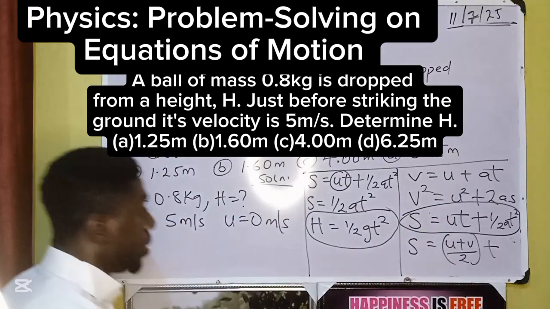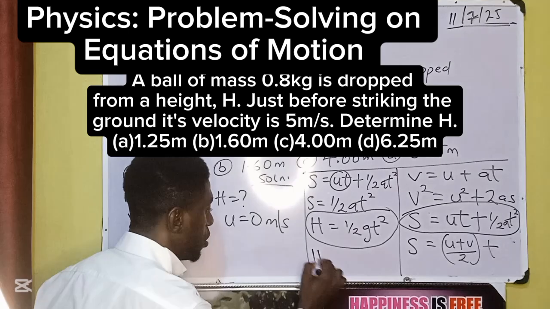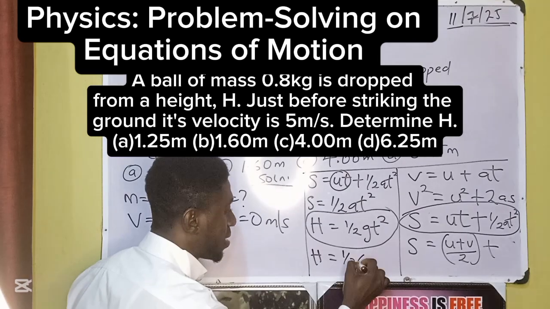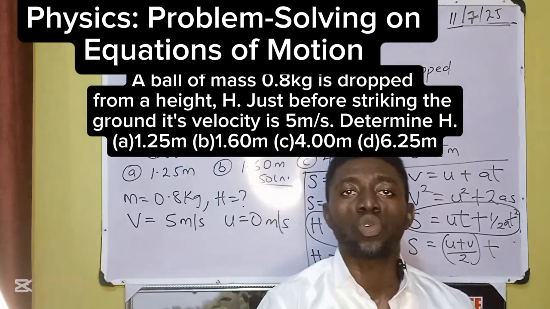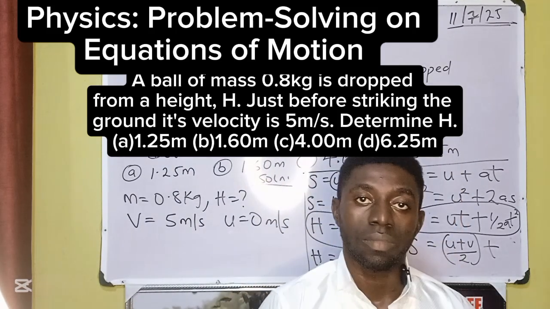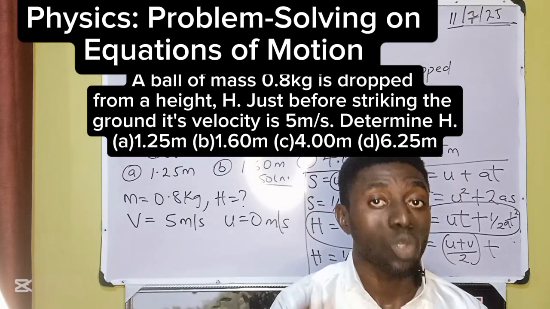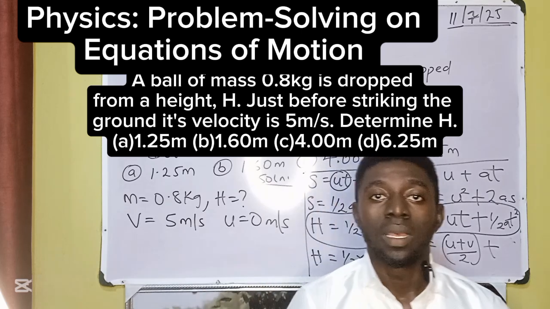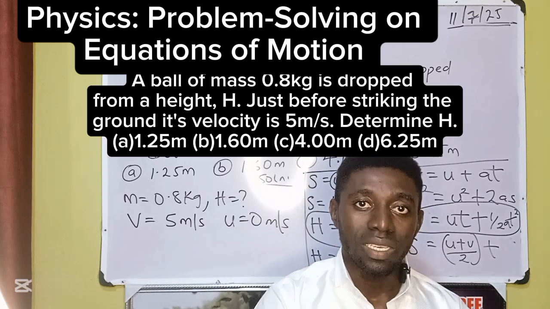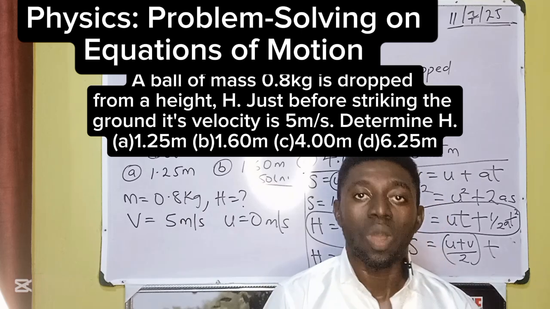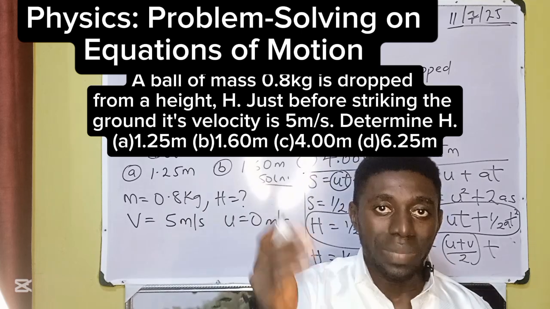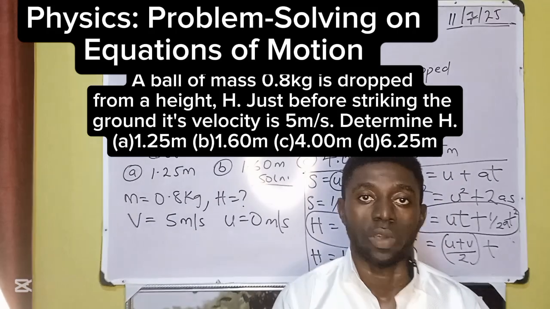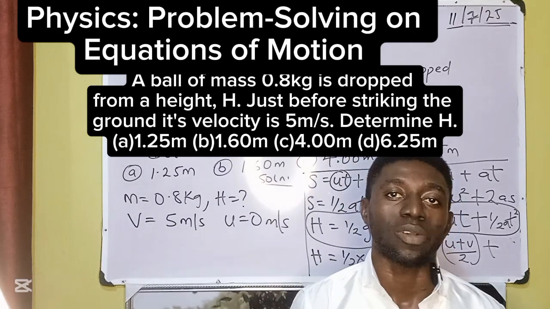Then we solve. H equals half times acceleration due to gravity, which is a constant for Mother Earth. Every planet has its own g. That of the Earth is 10 meters per second squared. That of the Moon is 1/6 of what we see on the Earth. 1/6 of 10 meters per second squared is the acceleration due to gravity of the Moon. But we are on the Earth, of course, so we'll be using 10 meters per second squared.